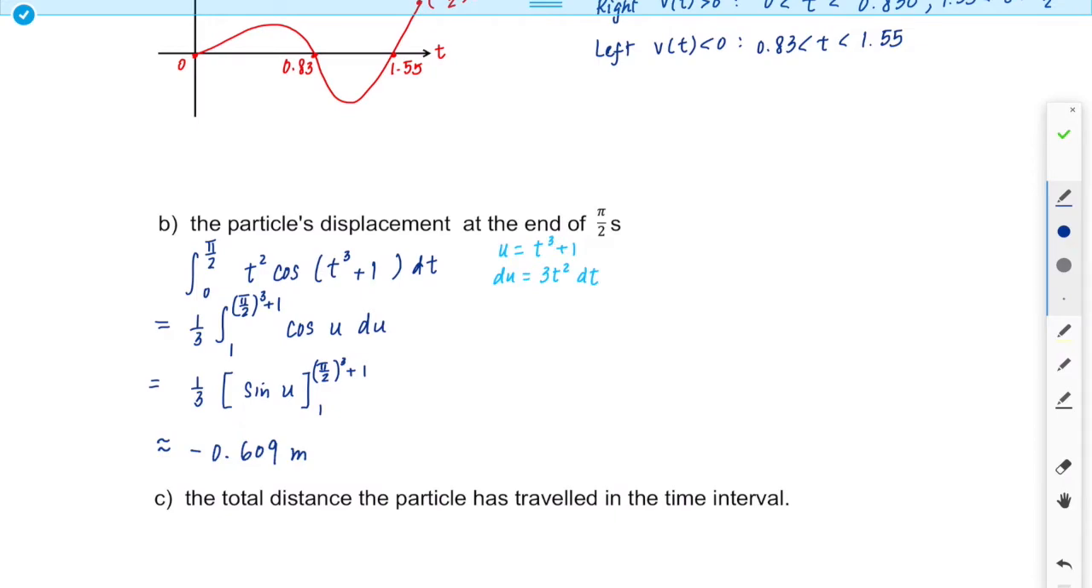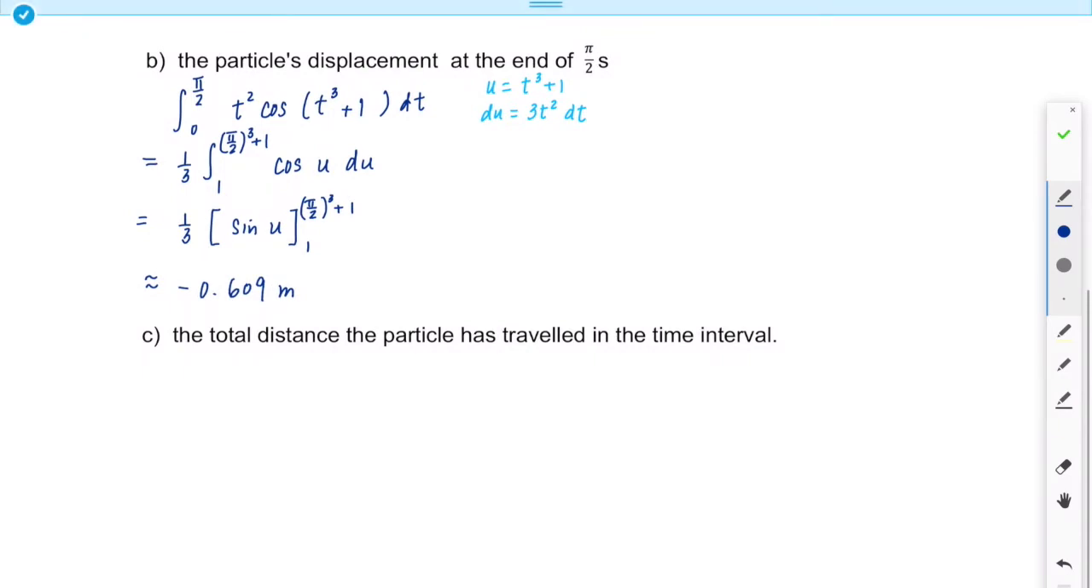In part C, we are looking for the total distance this particle has traveled in the time interval instead. So remember, we only need to make one slight adjustment, which is to take the same definite integral but of the absolute value of the function v of t. Okay? You can actually do this directly using your calculator. To insert an absolute value symbol, you will have to go to the math function. Let me write this down.